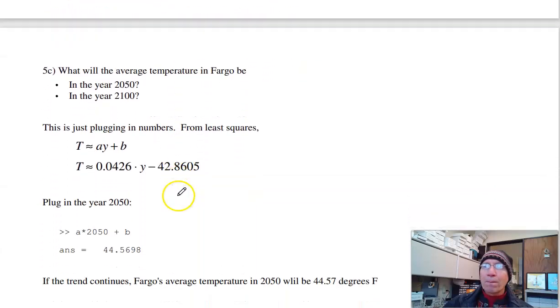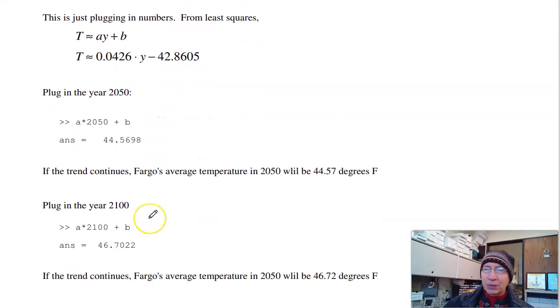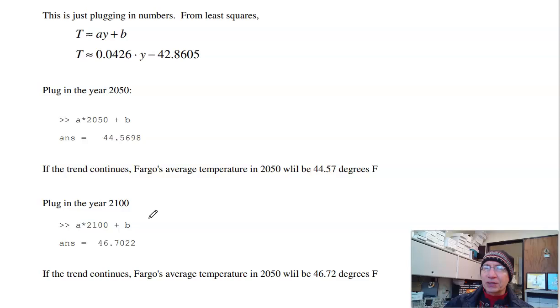I can predict. What will the temperature be in 2050? It'll be 44 degrees, 2100, 46 degrees. So Fargo's definitely getting warmer. If the trend continues, we can expect us to be 2 to 4 degrees warmer by then.